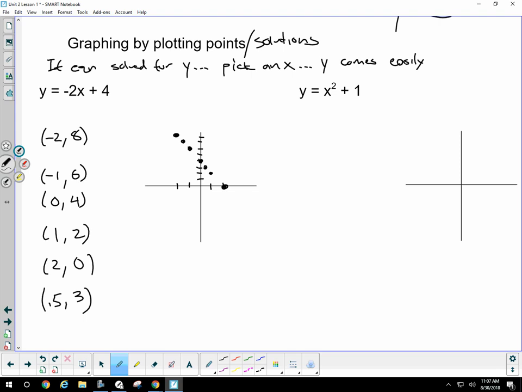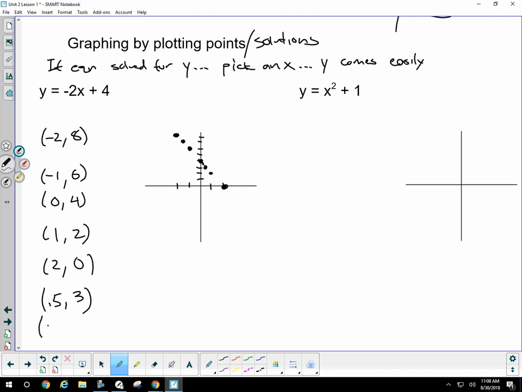Could I plug in 0.1 and get an xy solution using an x coordinate of 0.1? Sure, I plug in 0.1, it'd be -0.2 plus 4, that's positive 3.8. So 0.1, 3.8.